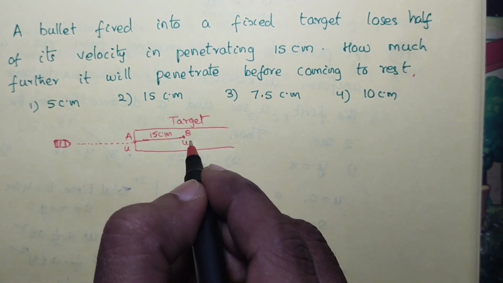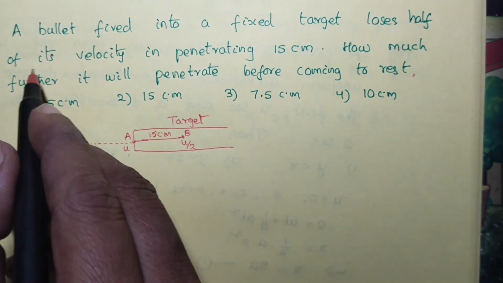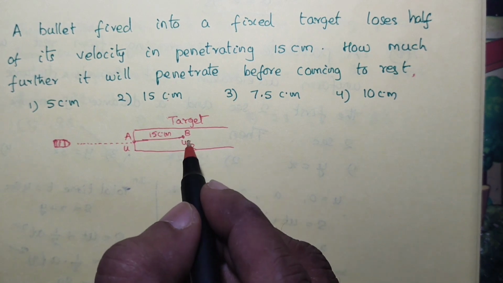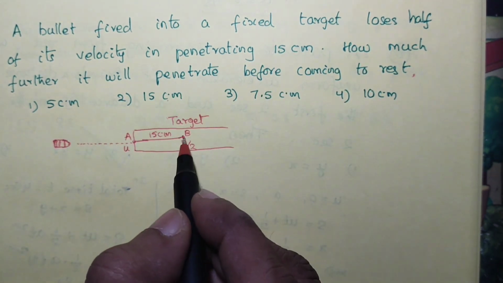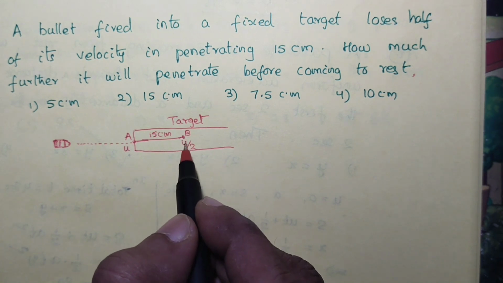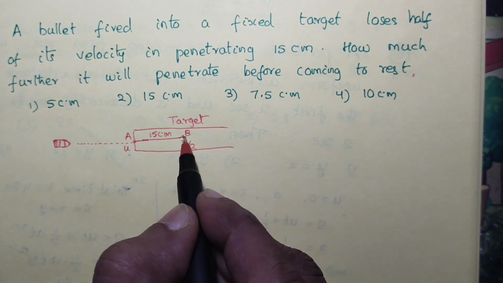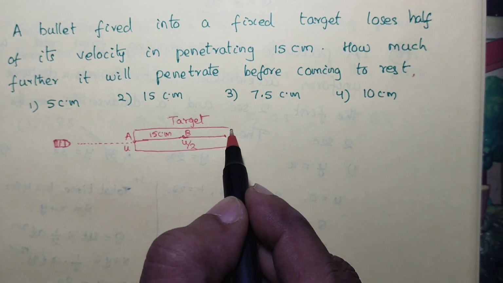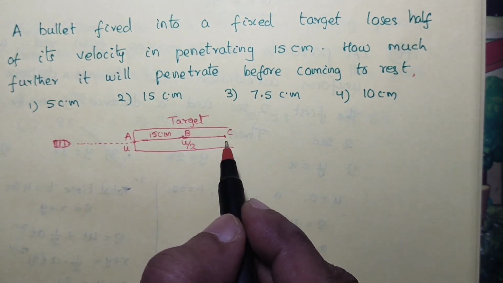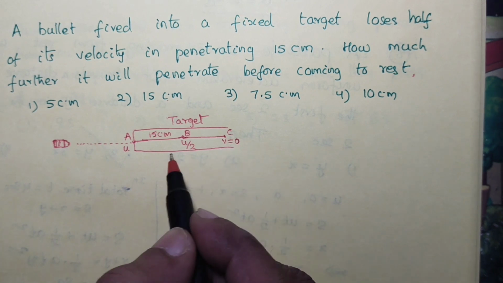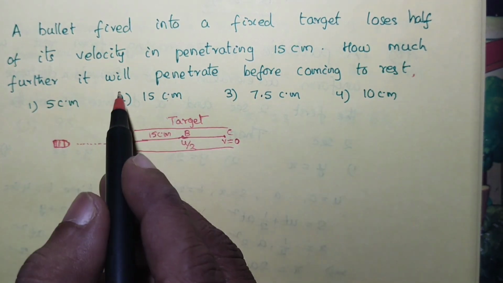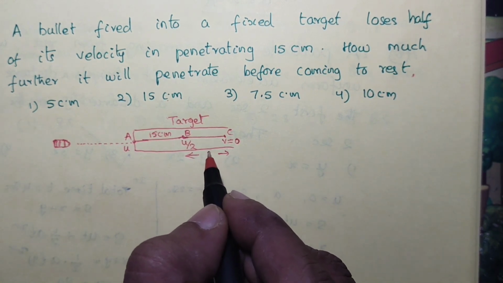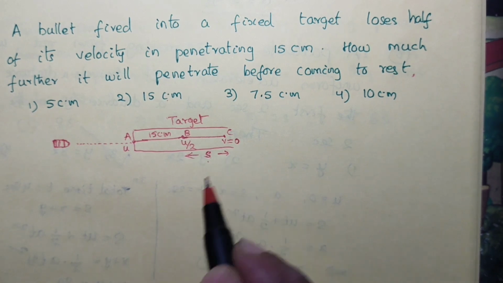The fixed target loses half of its velocity, so that means the velocity at B will be u/2. And how much further will it penetrate? Again with this u/2 velocity, it will further penetrate in this direction and reach the final point C. The velocity here is v, the final velocity, is 0. What is being asked? How much further it will penetrate? So this distance BC is asked, the distance or displacement S.